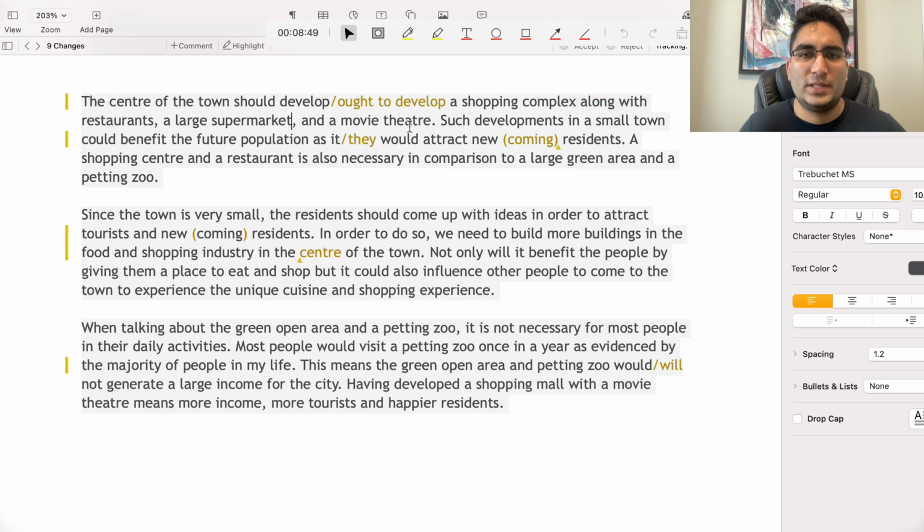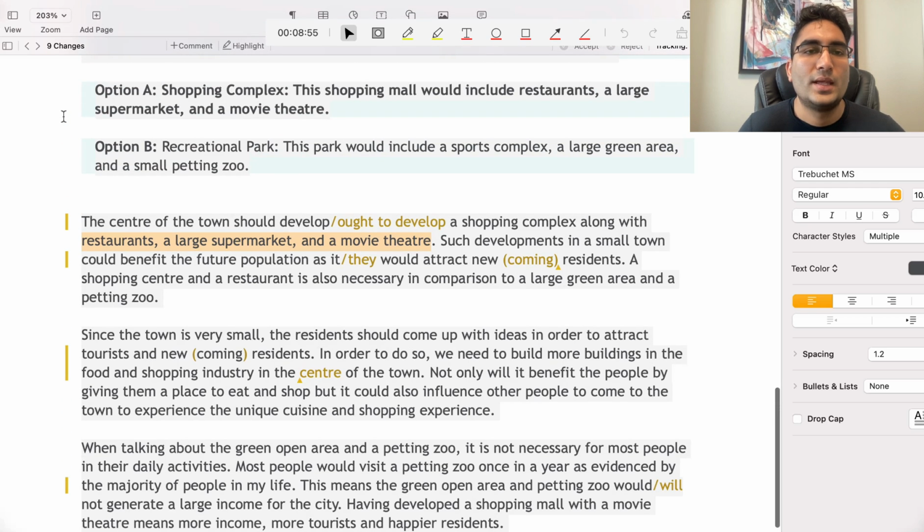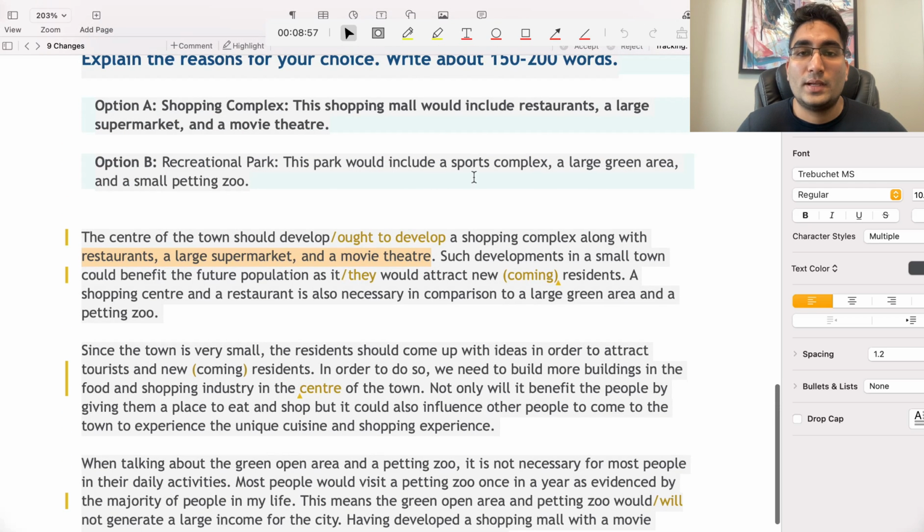Restaurant, supermarket, movie theater. You don't need to say any of this. Save your words. You know what she's doing here? She's copying the question.